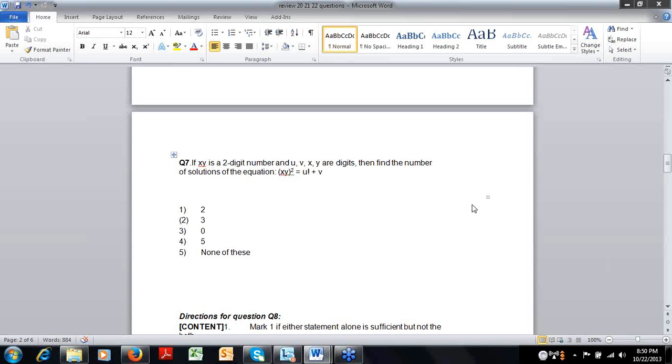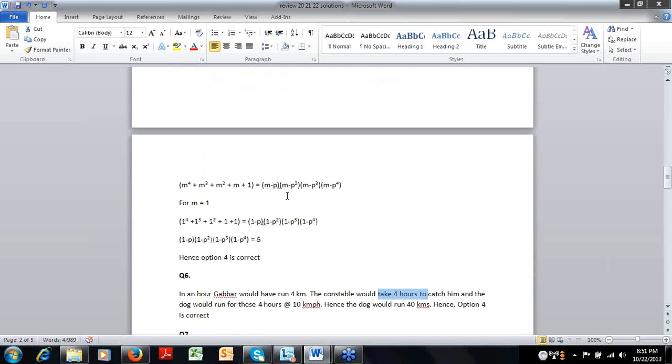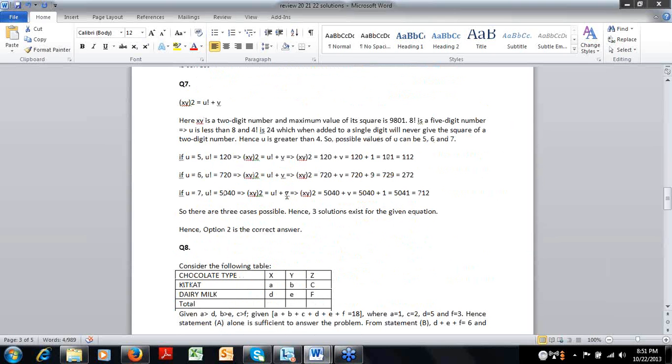Okay, we'll review these questions. Question number 7. If xy is a two-digit number and u, v, x, y are digits, then find the number of solutions to the equation xy square is equal to u factorial plus v. Okay. So xy is a two-digit number. So the maximum value of its square can be 9801. Obviously, 99 square is 9801. That can be the maximum value.